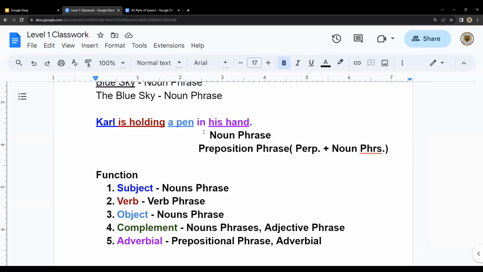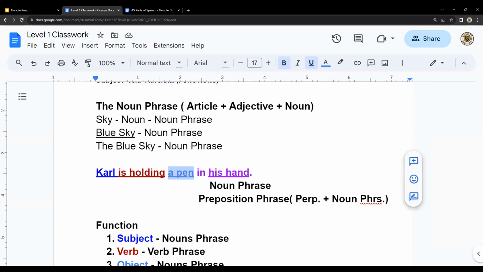Ya. Here we have a noun phrase, Carl, right? We have a noun phrase, a pen. Y en esta ocasión el noun phrase nada más lleva dos cosas, article y lleva el noun. Y también tenemos otra noun phrase, his hand, y en este caso lleva adjetivo y lleva noun. So, si buscas ejemplos de noun phrases, pues están en cada una de las oraciones. Todas las oraciones llevan sujeto, entonces todas llevan noun phrase. Okay, questions?